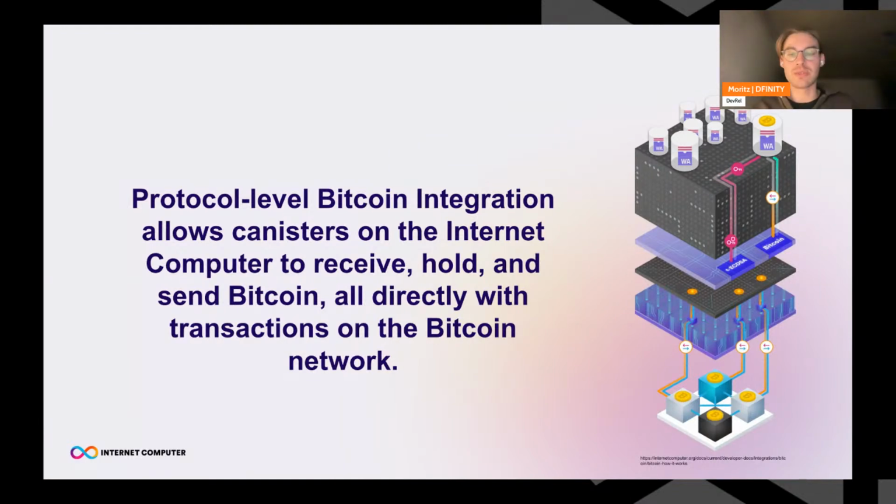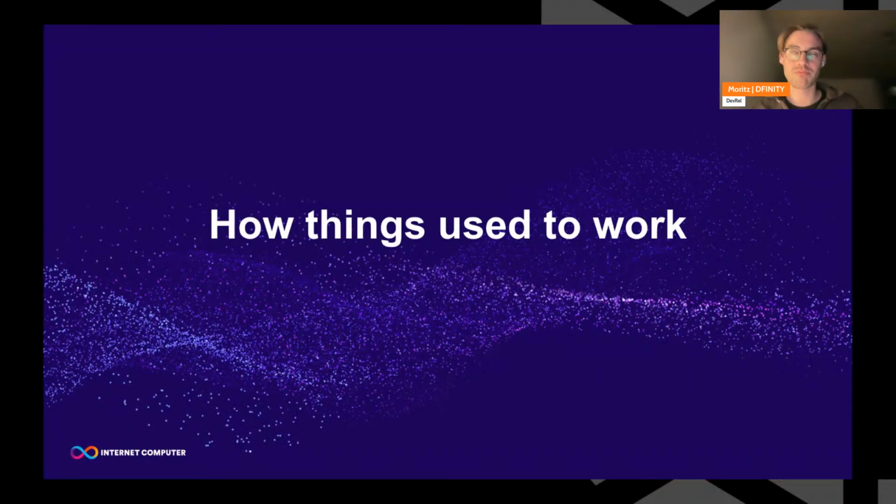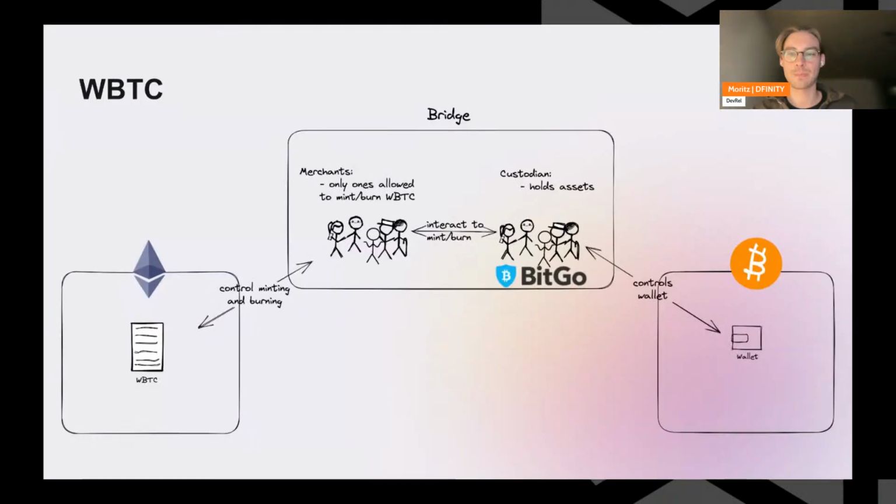I mentioned the Bitcoin direct integration a couple of times already, but what actually is that? In one sentence, what the Bitcoin integration does is it allows canisters on the Internet Computer to receive, hold, and send Bitcoin, all directly with transactions on the Bitcoin network, on the layer 1 Bitcoin. To better understand why this is quite nice, we have to take a look at how things used to work, or most of the time still work today.